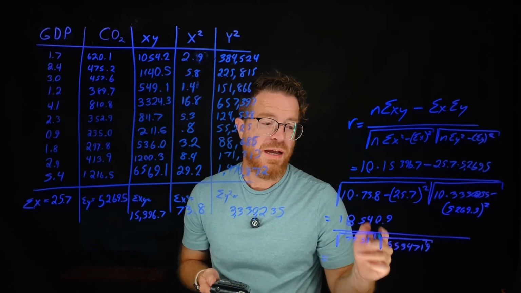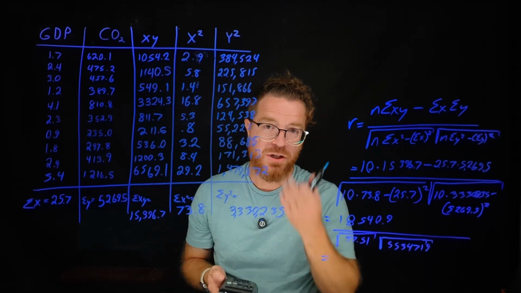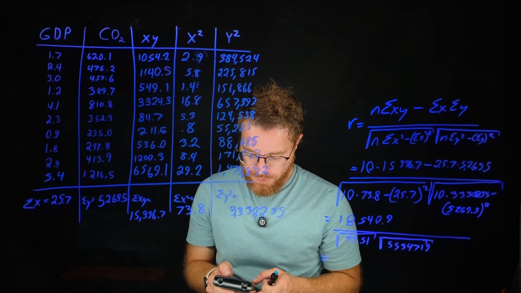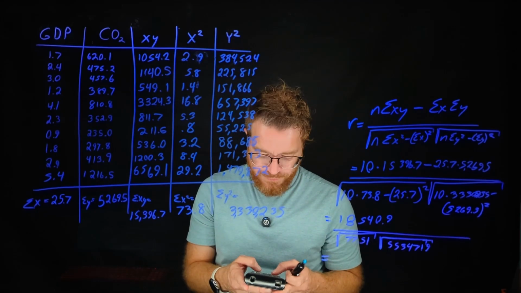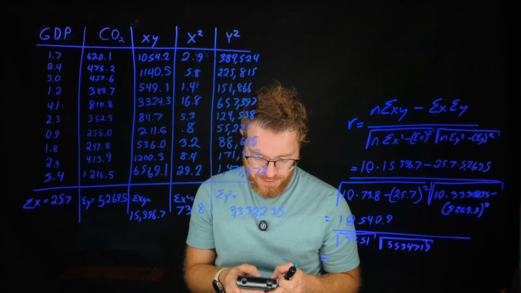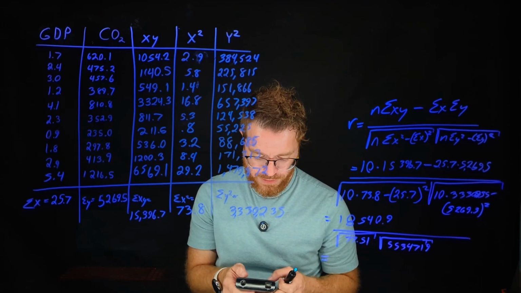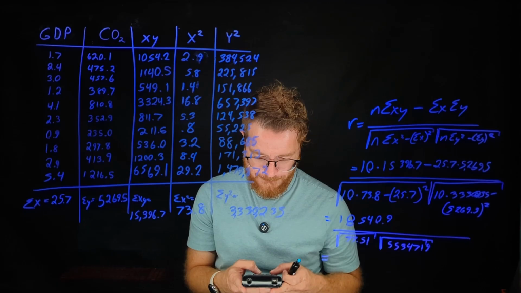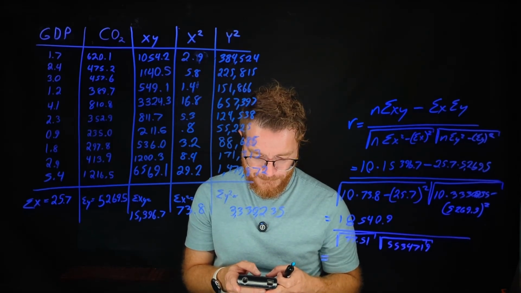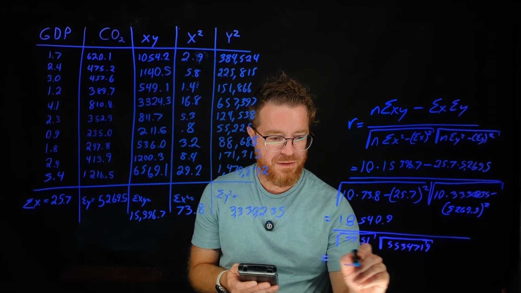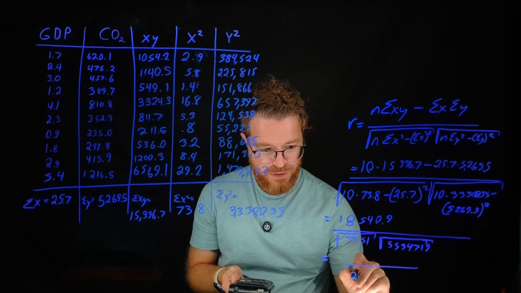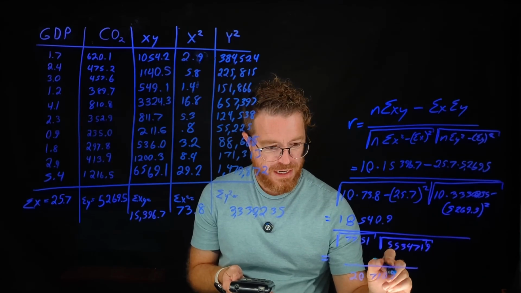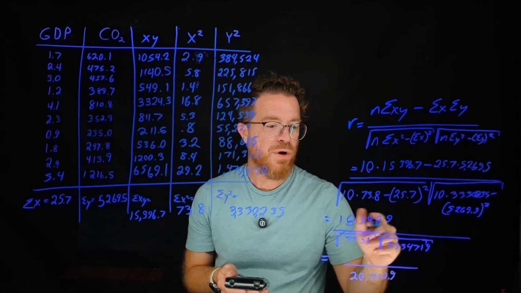Okay, so now what we need to do is figure out the square root of this, the square root of this, and then divide this number by those two multiplied by each other. So I'm just going to do this part as one step. So I have the square root of 77.5 times the square root of 5,534,719. And this is going to give us a denominator of 20,710.9.